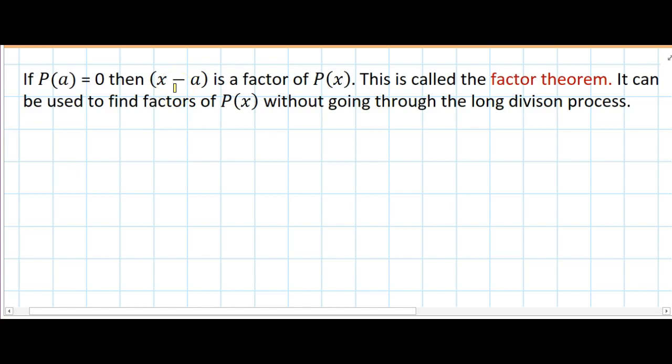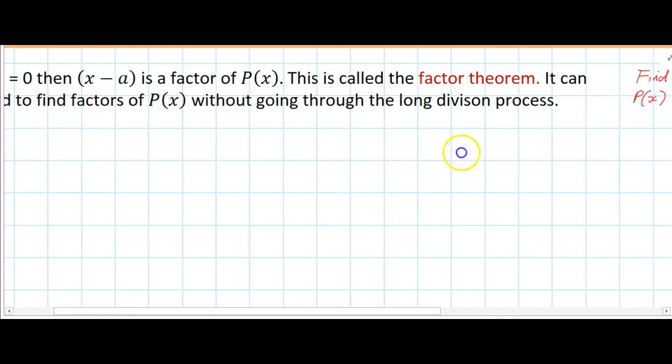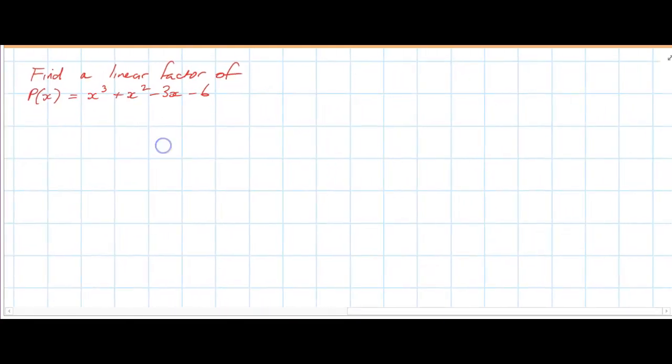And that follows on from what we were just looking at before. We can use this tool to find factors of P of x without going through the long division process. I'll show you what I mean. Sometimes this is a bit of trial and error. Find a linear factor of this polynomial here. Let's start with some. Usually, when you're doing this, you're not really given any numbers to go on, but small numbers are better to work with.